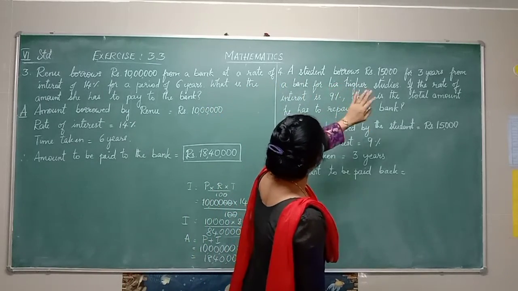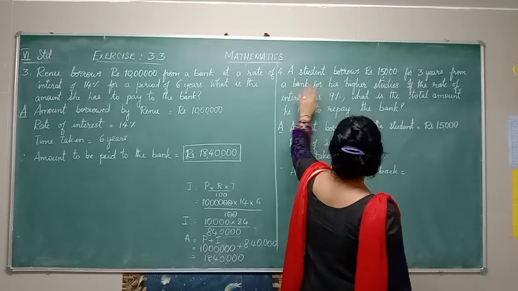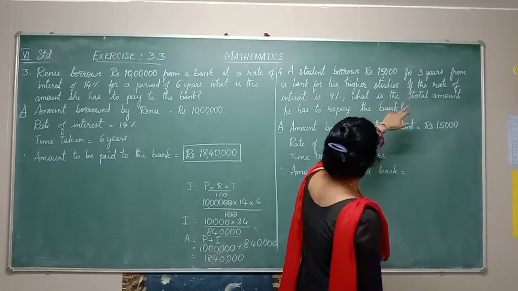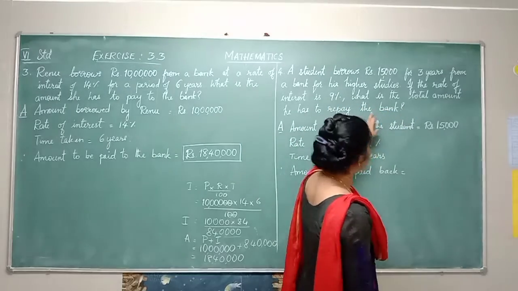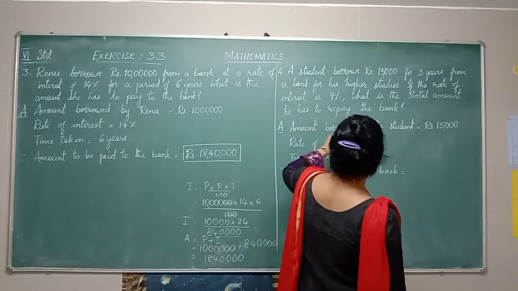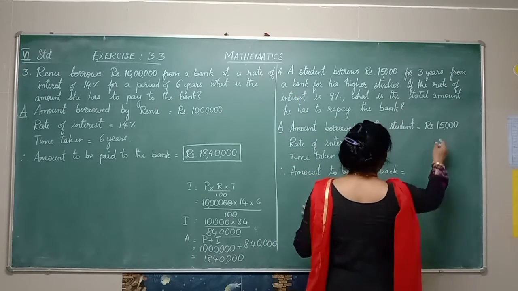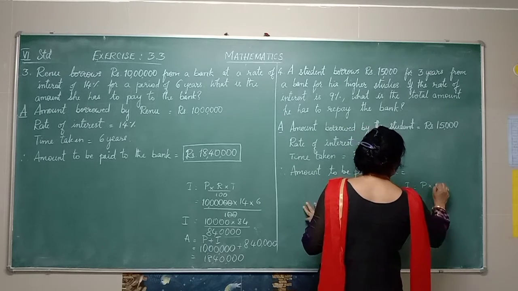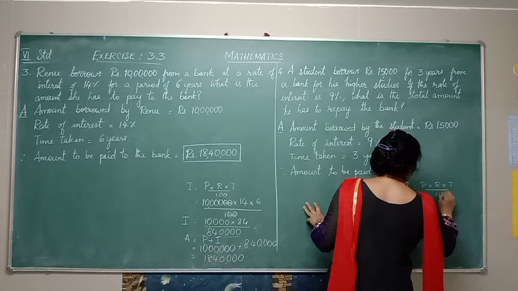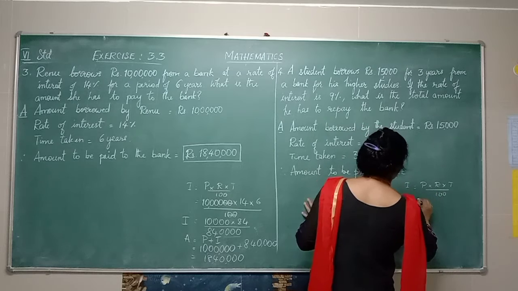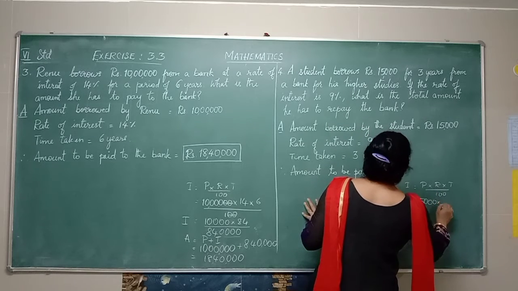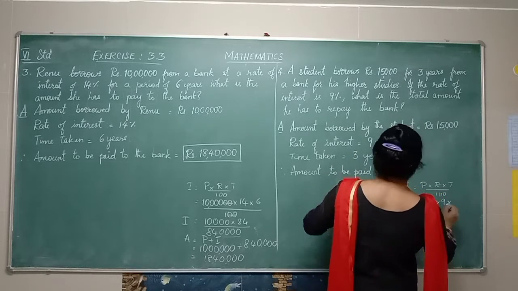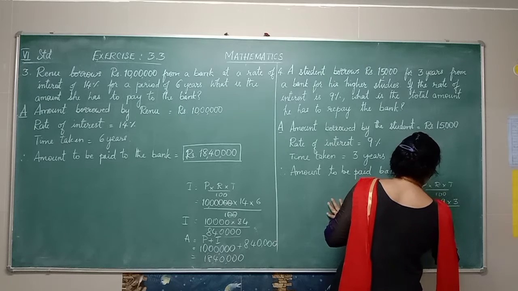A student borrows rupees 15,000 for 3 years from a bank for his higher studies. If the rate of interest is 9%, what is the total amount he has to repay to the bank? Now, what is the amount he has taken for his study loan? Again, same. First, you have to find the interest, which is P into R into T by 100. So the principal amount is 15,000 into the rate of interest 9%, 9 into the time 3 years, by 100.